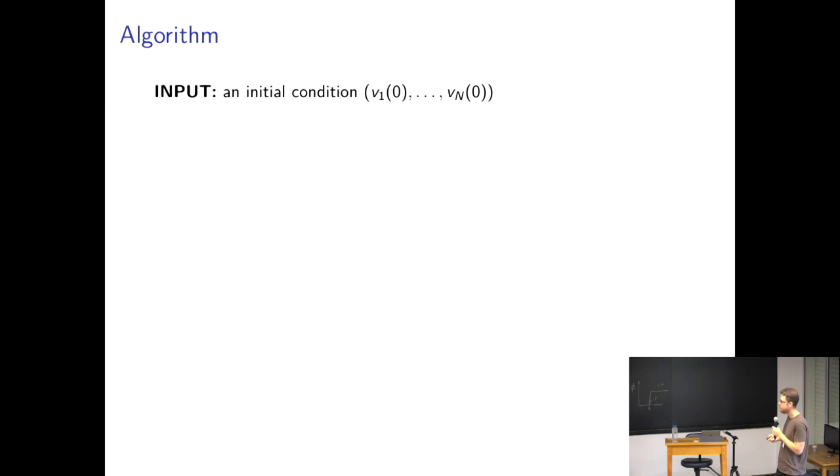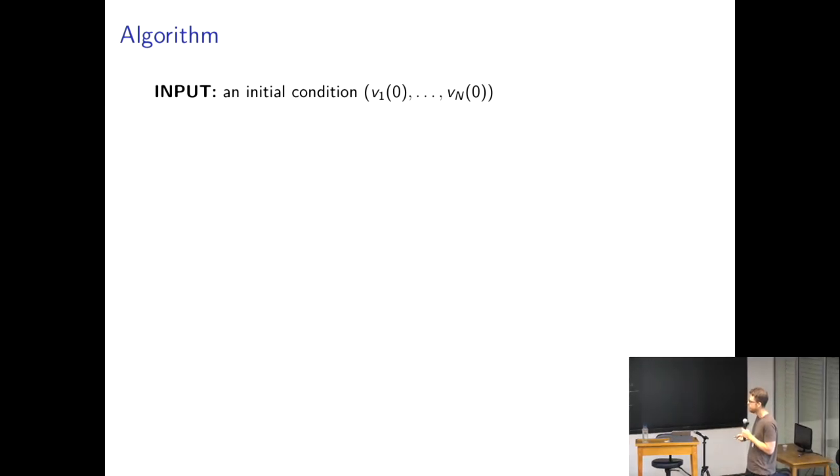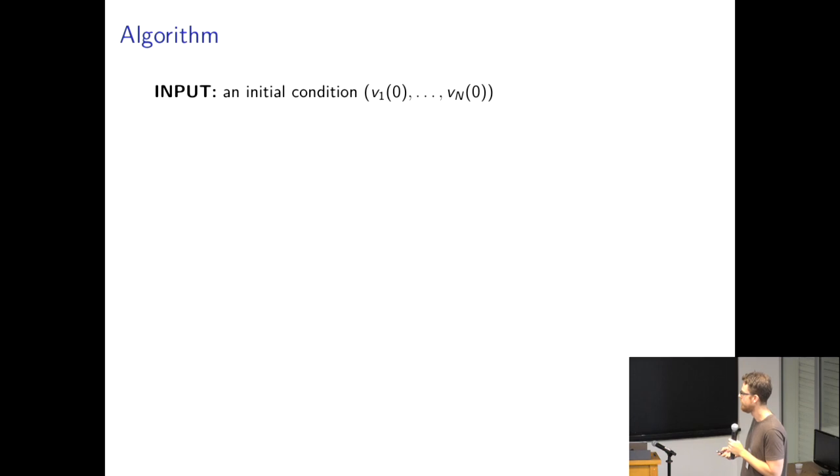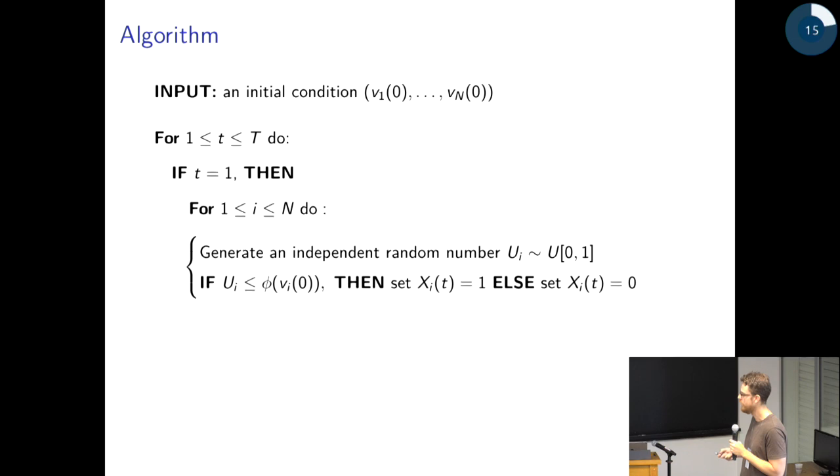Okay, the algorithm is the following. We need to give an initial condition for the membrane potentials, V_1(0) to V_N(0). And then what we do is the following. For each t from 1 to capital T, let's say this is fixed, I want to simulate my network for capital T times. At the first time, for each neuron, I generate an independent random number U_i, and I just ask if this random number is below phi of V_i(0), then I say that the neuron has spiked at that time, and zero otherwise. Is it clear?